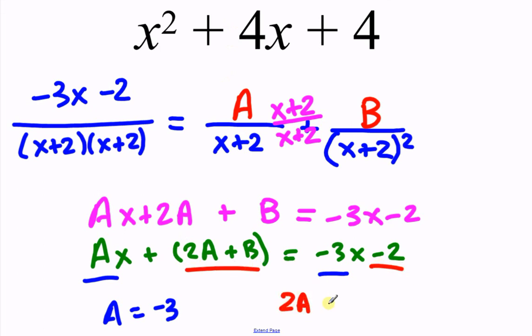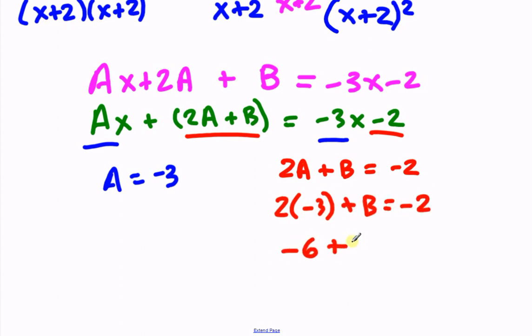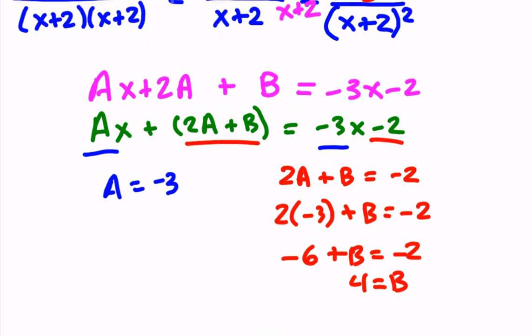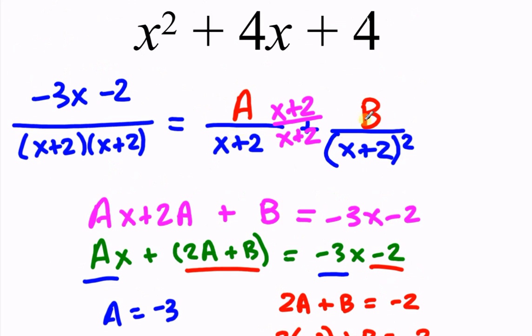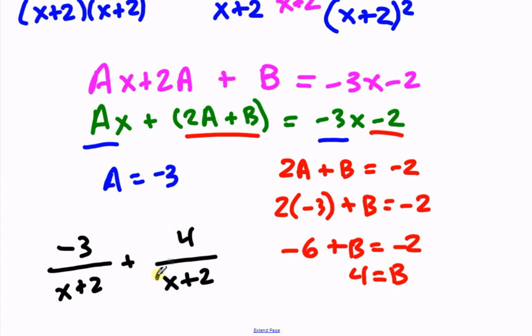So 2a plus b has to equal negative 2. And I know what a is already, so let's just plug that in and see what happens. 2 times negative 3 plus b equals negative 2. So negative 6 plus b equals negative 2, and we can quickly get that 4 equals b. Okay, so we have the a, we have the b. The only last step is to put those back in. Just remember that the a was over x plus 2, the b was over x plus 2 squared. So negative 3 over x plus 2 plus 4 over x plus 2 squared, and that would be your final answer.